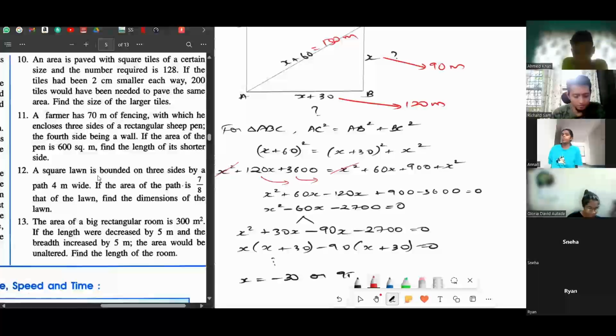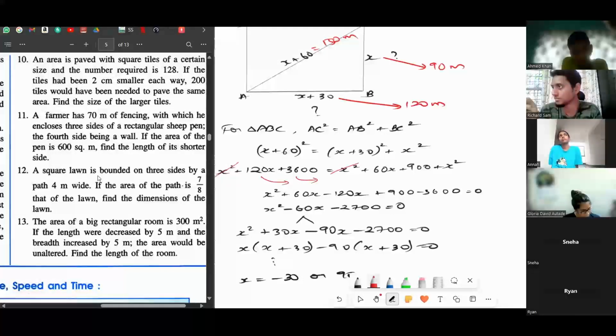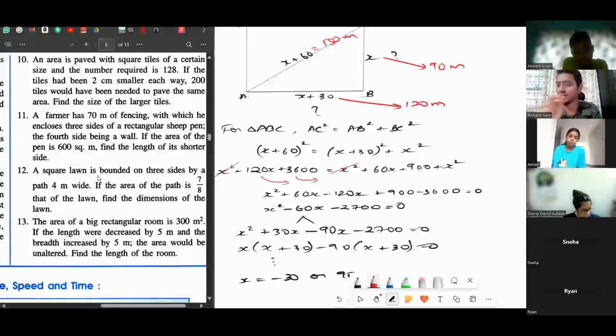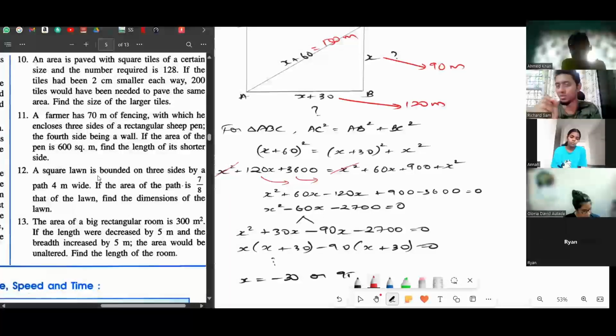Side of a rectangle cannot be negative, no? Yes. That's why we just don't write minus 30. We say, therefore, the value of x is 90 as the side of a rectangle cannot be negative. You need to write that statement, everyone. Why we are not taking minus 30, you have to give that explanation. You'll have to write side of a rectangle cannot be negative. Therefore, x is equal to 90.